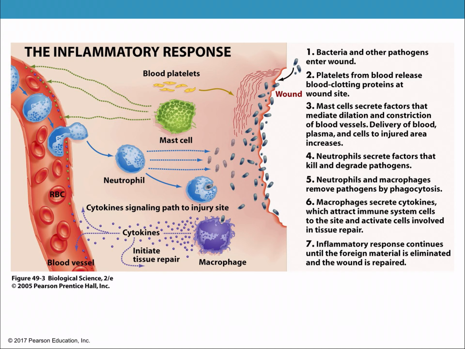Neutrophils and macrophages secrete cytokines. Okay, so cytokines are basically like breadcrumbs, I think of them, and they signal to other immune system cells that you need to come and you need to get to this situation. So macrophages, in response to an infection, are going to secrete a whole bunch of these cytokines, and that's going to bring a whole bunch of other cells in from the immune system to initiate tissue repair in this case.